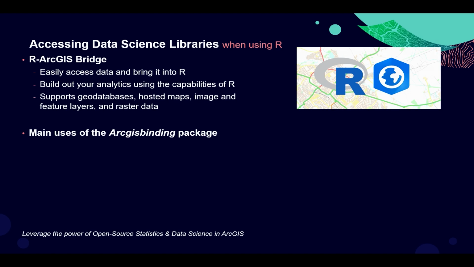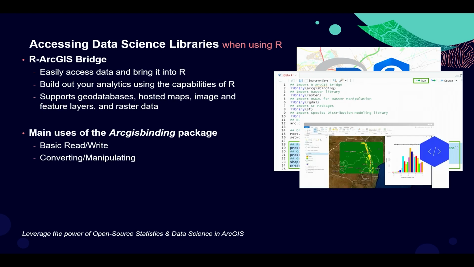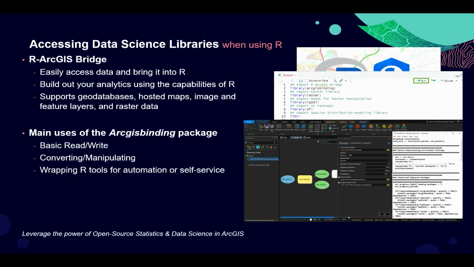The functions in the ArcGIS binding package in R fall into three basic categories. Read and write functions that allow you to transfer your data between ArcGIS and R. Conversion and manipulation tools that allow you to format your data before analysis. And then finally, the wrapping tools. And these are really useful for when you want to wrap R and geoprocessing scripts, and it allows you to take a function and automate it or provide a self-service tool for colleagues.